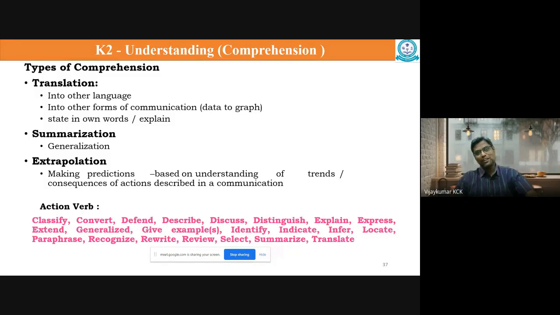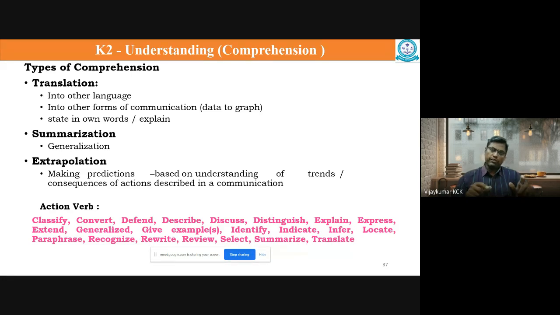Right. Okay, now I'm going to talk about K2, understanding. Earlier, it was comprehension. Here, comprehension, that is understanding, is the translation or summarization or extrapolation. Anything like that we call understanding. So here the action words are classify, convert, defend, describe, discuss, distinguish, explain, all these things.